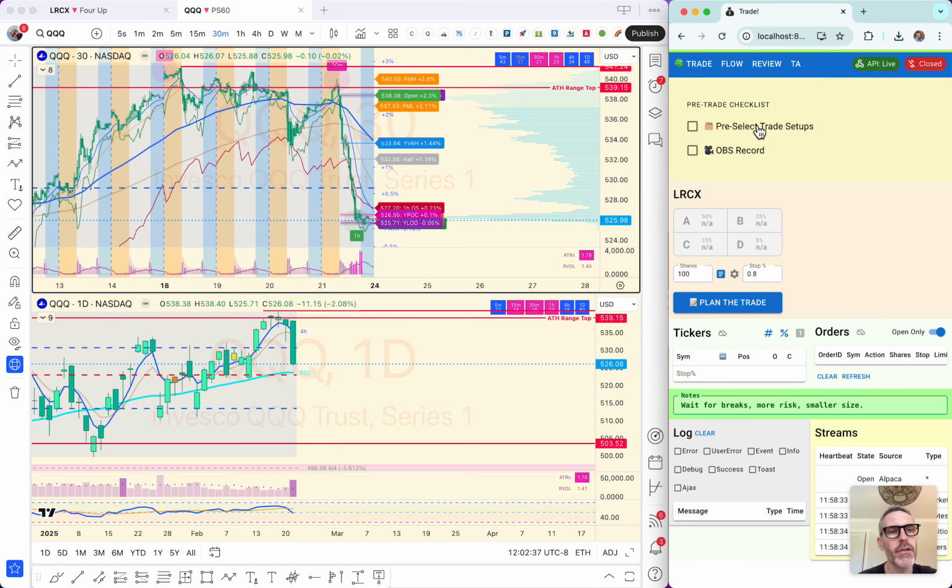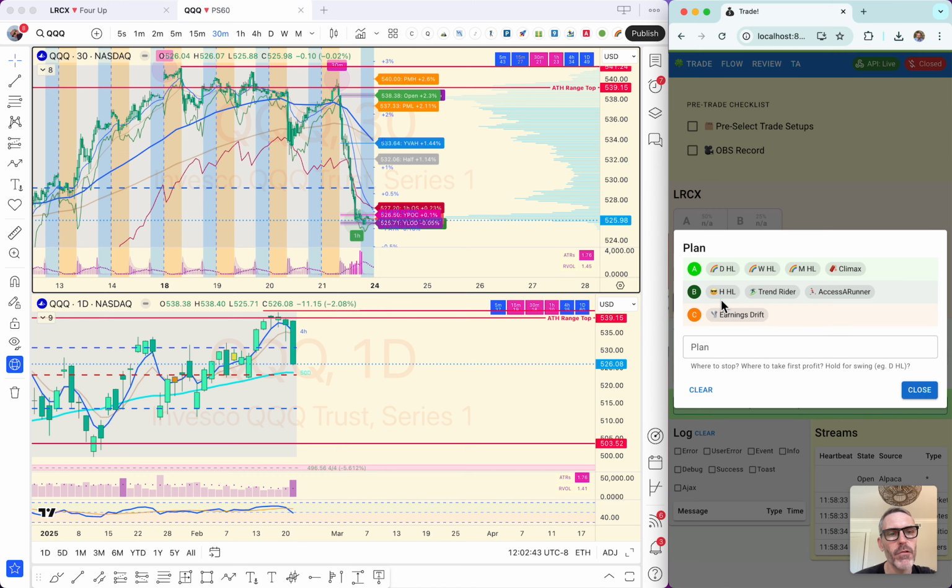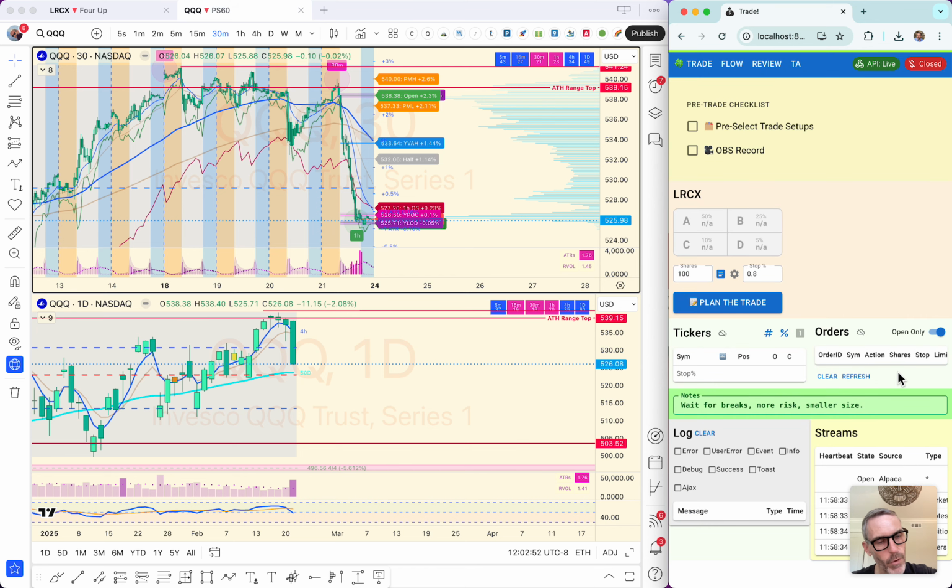And then pre-select trade setups. This is now that I'm planning my trades every day. So if I'm planning to trade LRCX, I would click plan the trade, and then I would choose what setup I am looking for on LRCX today. That way, when it comes time to actually make the trade once the market is open, my plan is already defined, and it won't prevent me from actually taking the action.